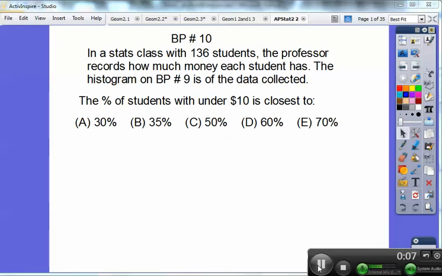But first, let's take care of this board problem here. In a stats class with 136 students, the professor records how much money each student has. The histogram that you drew in the prior lesson, board problem 9, is the collection of the data there. So the question is, what percent of students has under $10 is closest to? Is it 30%, 35%, 50%, 60%, or 70%?